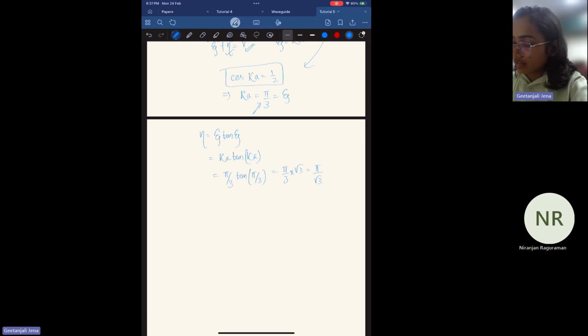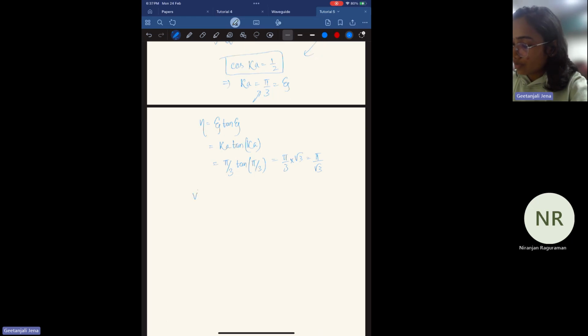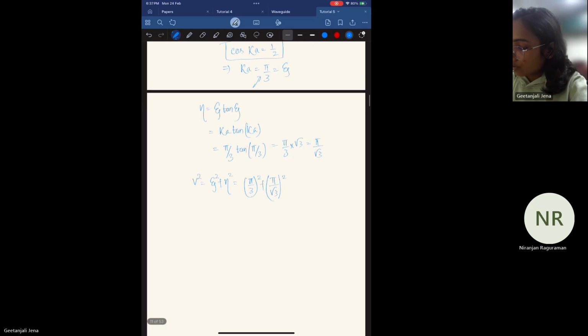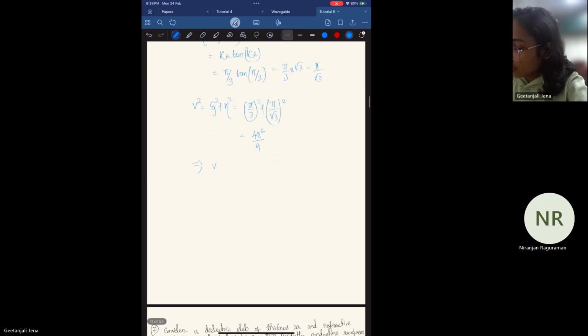Now we can easily find out the value of the V parameter. So V squared is zeta squared plus eta squared. Zeta squared is (pi by 3) squared and eta squared is (pi by root 3) squared. So this will give 4 pi squared over 9. So that means V is 2 pi by 3. So we got the value of V now.